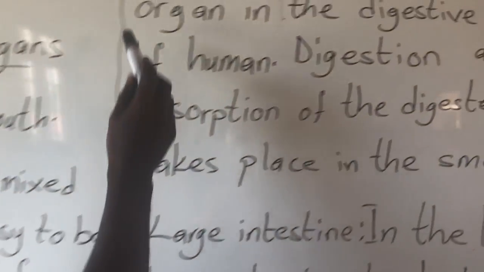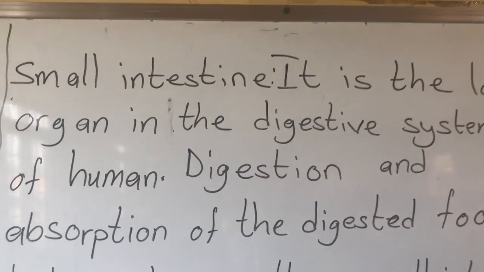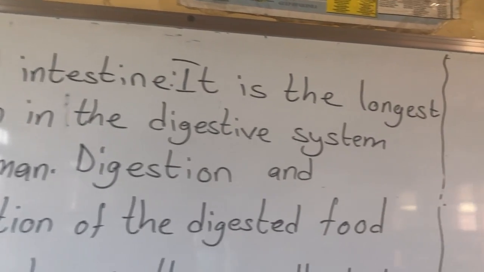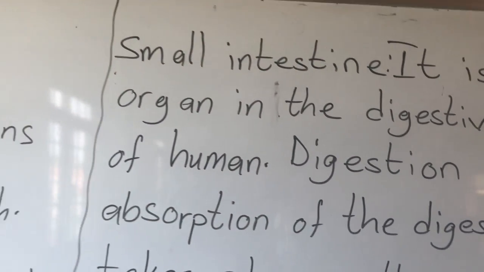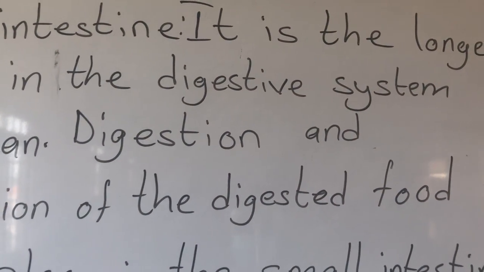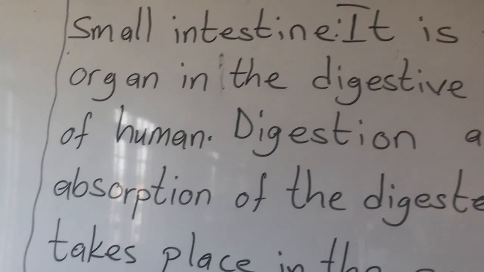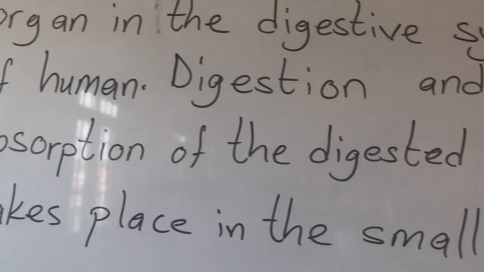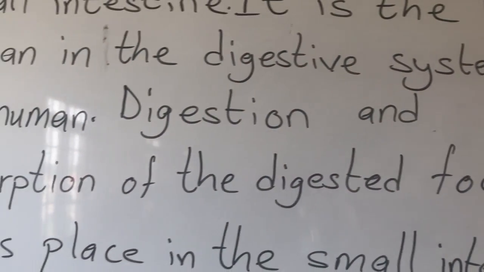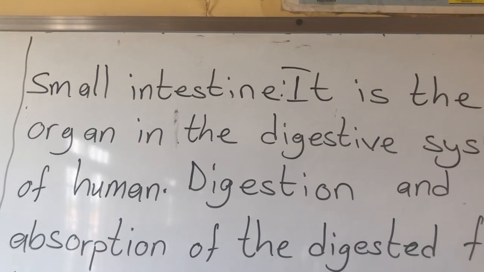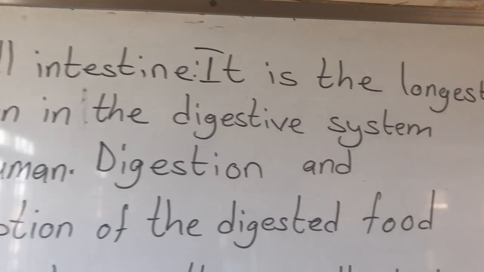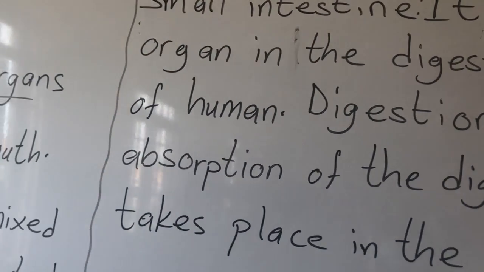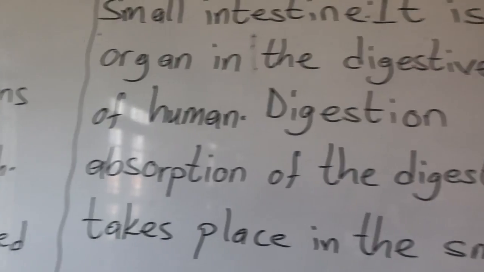Let's continue. Then we have the small intestine. The small intestine is the longest organ of the digestive system. Absorption and digestion of food take place in the small intestine, okay? After the food has been digested, it is there that the digested food nutrients will be absorbed into our body before our body can make use of it. So absorption and digestion take place in the small intestine, the longest part of the digestive system, okay?